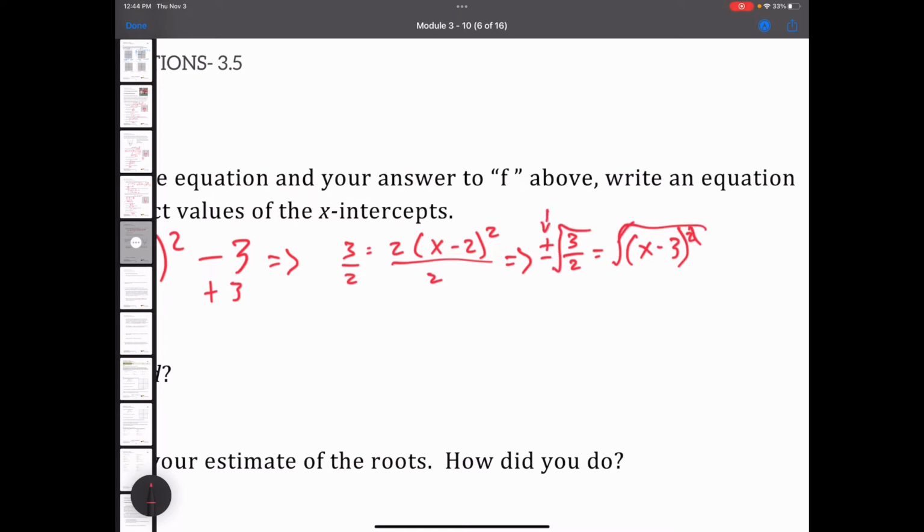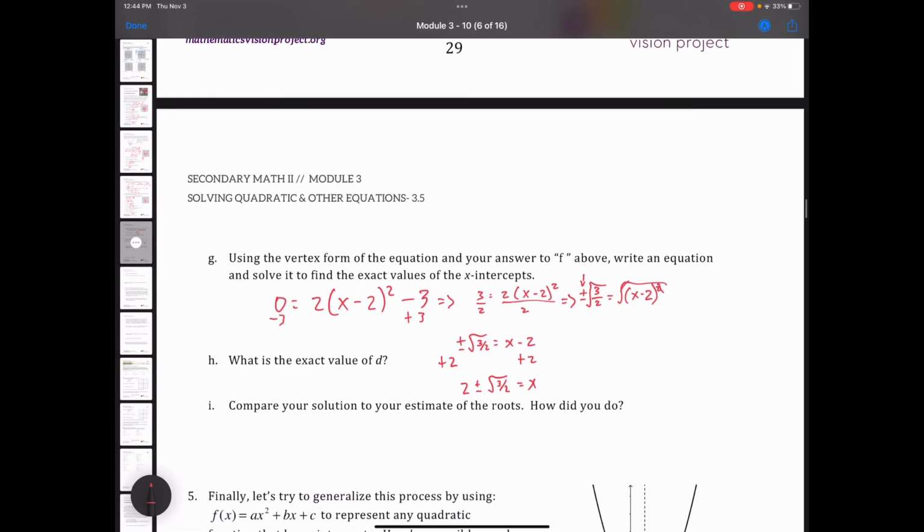Remember, when I square root the other side, I have to insert the plus or minus. So I've got plus or minus the square root of 3/2 equals x minus 2. Doggone it, I did it again. It's x minus 2 over there. Sorry, guys. And finally, add 2 to both sides, and I get 2 plus or minus the square root of 3/2 is equal to x.